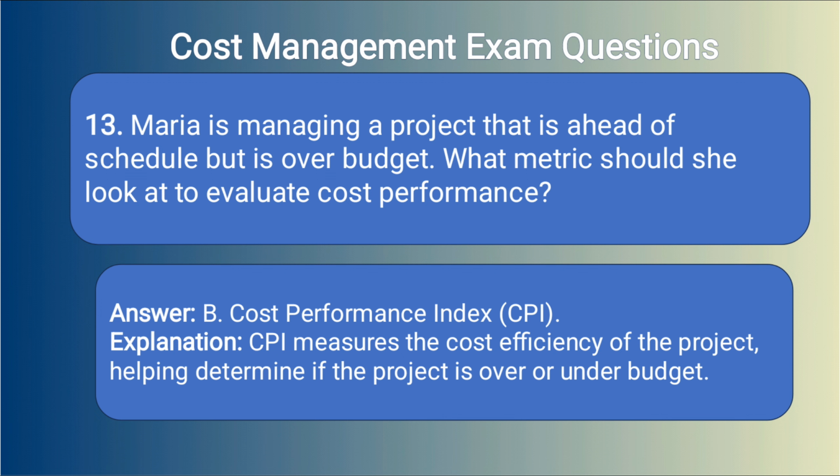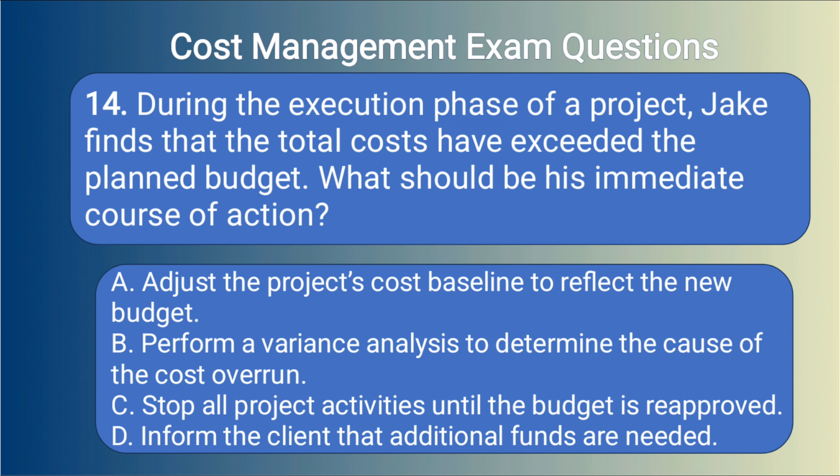Answer: B. Cost Performance Index, CPI. Explanation: CPI measures the cost efficiency of the project, helping determine if the project is over or under budget. 14. During the execution phase of a project, Jake finds that the total costs have exceeded the planned budget. What should be his immediate course of action?